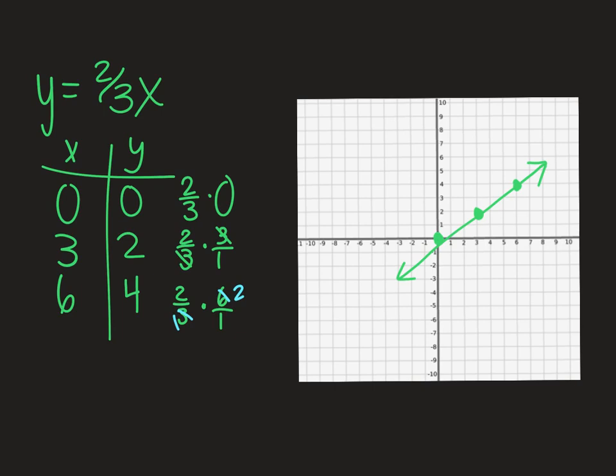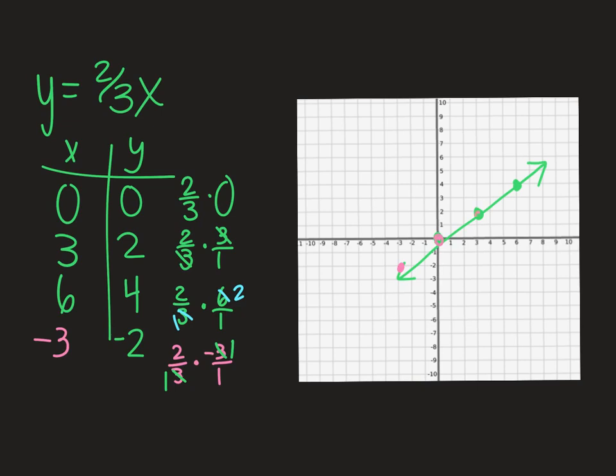If somebody else picked -3, then that answer, 2/3 times -3/1, this would be cross out, that would be -2. So that dot would be right here. And it would still fall in line. So people can have different answers over here, and it will all be on the same line. It just might be different dots.